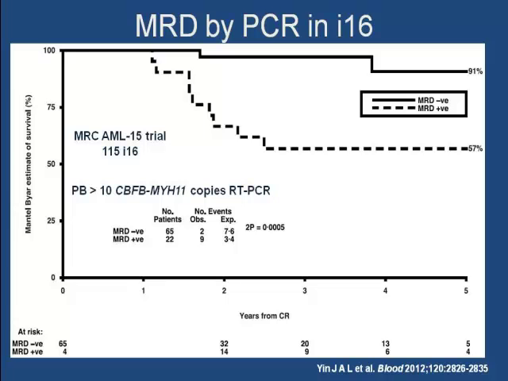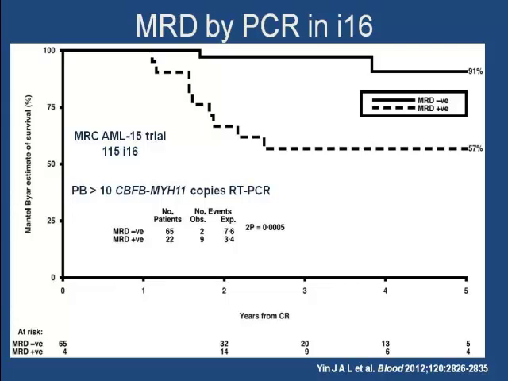And this is a study from the MRC AML15 trial. This trial was presented by Dr. Applebaum last night, and it showed a beneficial effect of gemtuzumab in patients who had favorable risk cytogenetics. But as a subset of this trial, they looked at 115 patients with inversion 16 and measured PCR analysis after obtaining a complete remission. So this time point, 0, is after obtaining complete remission, and they followed them over time.